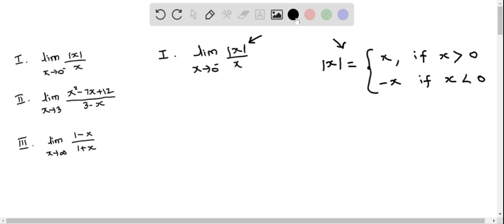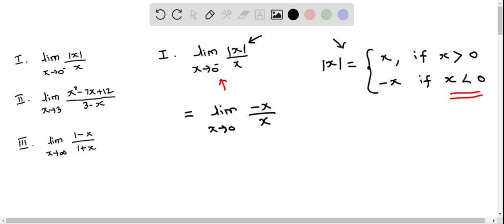And since we have to evaluate the limit when x approaches 0 from the left, it is basically less than 0. So we will use this definition, that is, the absolute value of x equals negative x, in our limit. So I'm going to replace this absolute value of x with negative x, and we already have an x in the denominator. I write it like this.